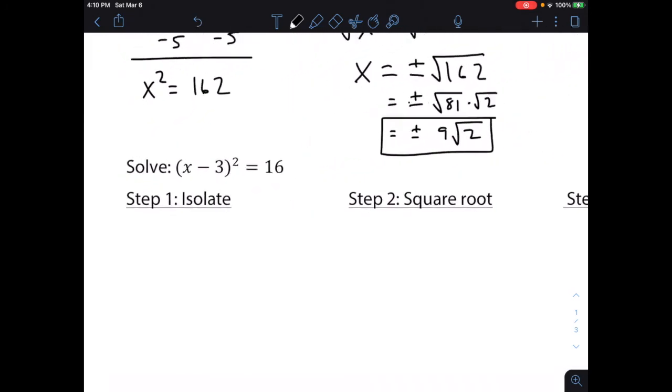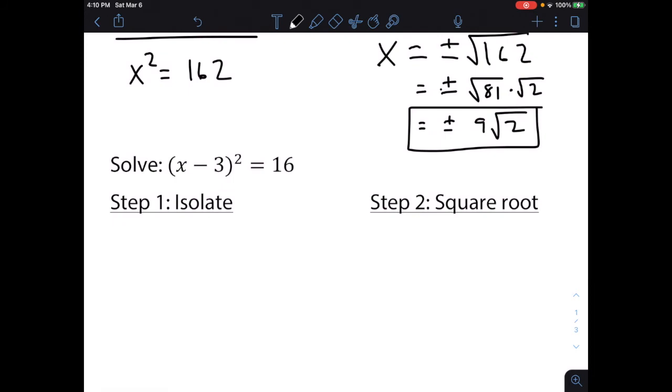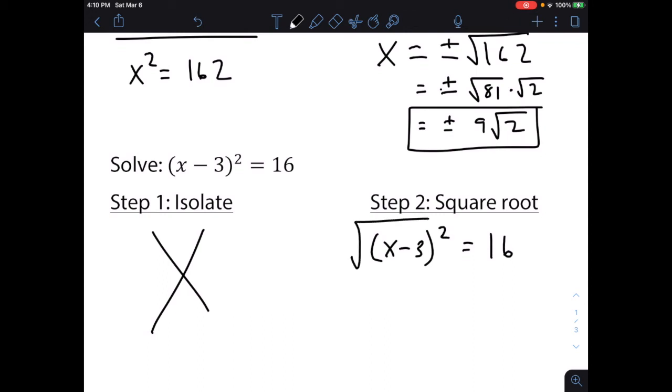So the last one, it has something that looks a bit different. So our squared term is actually a squared binomial. And what we can do is we don't have to do anything to isolate this binomial, or this squared term, because it's already squared. Okay, so in this case, we don't need to isolate because it's already isolated. All we have to do now is take the square root of both sides.